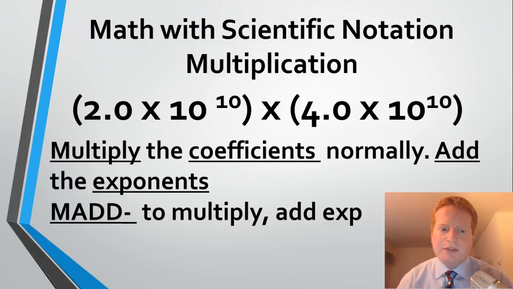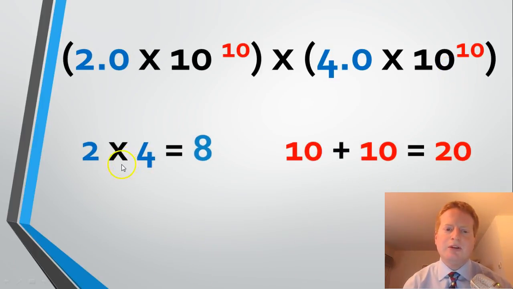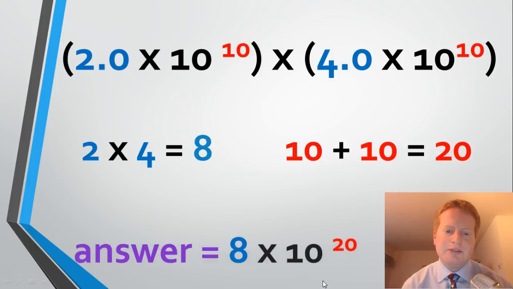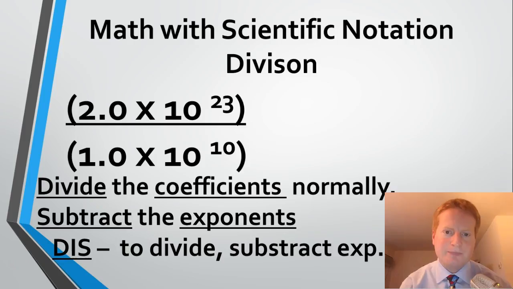Another way to remember this is to think MADD, M-A-D-D. If you want to multiply scientific notation, you add the exponents. Okay, so if we're looking at our example, what do you think you would get, keeping in mind those rules? What would you get if you multiply this scientific notation number with this one? You would multiply the coefficients and get 8, and you would add the exponents to get 20. So your final answer would be 8 times 10 to the 20th. It's as simple as that. That's how you multiply scientific notation.